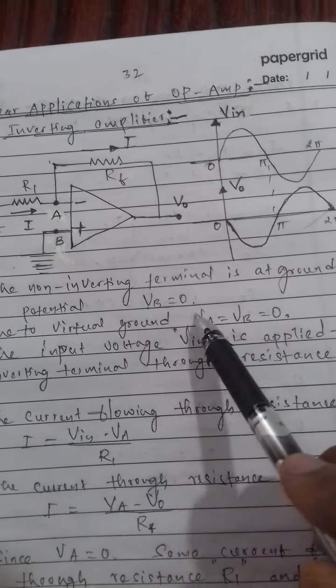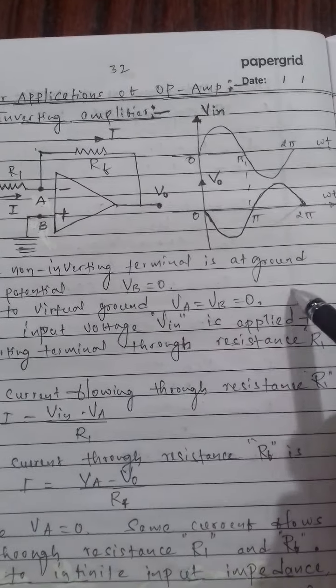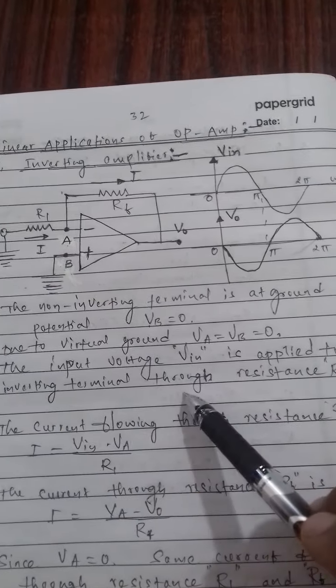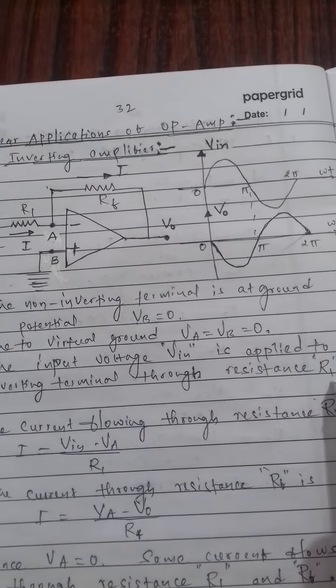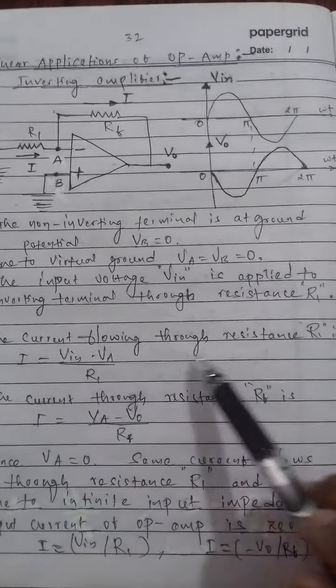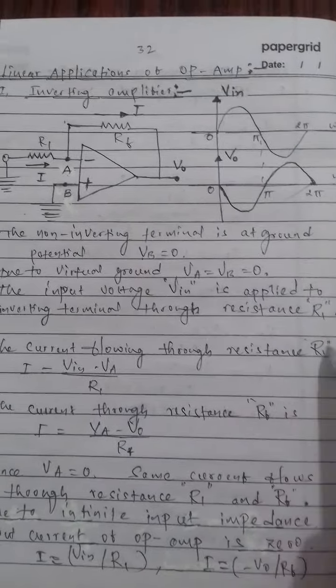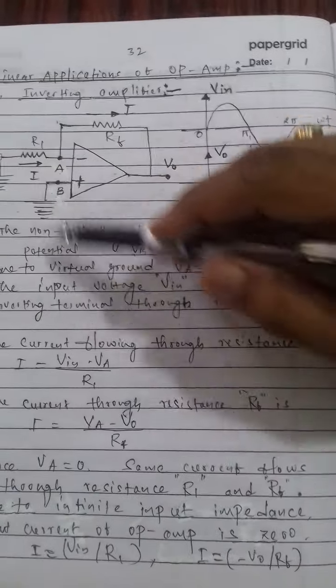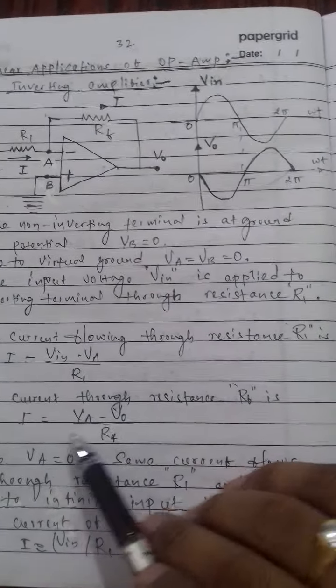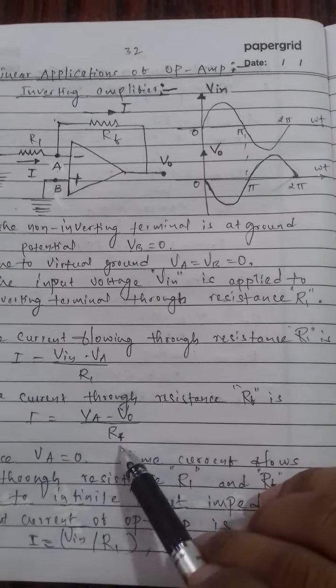So VB is equal to 0. And due to virtual ground, VA is equal to VB is equal to 0. The input voltage is applied to the inverting terminal through resistance R1. The current flowing through the resistance R1 is I is equal to Vin minus VA upon R1. The current flowing through resistance RF is VA minus Vo upon RF.